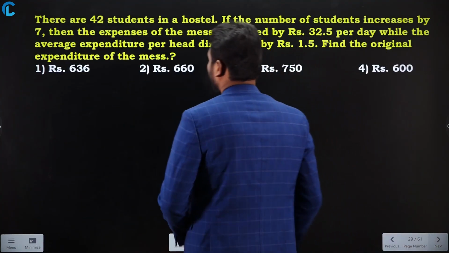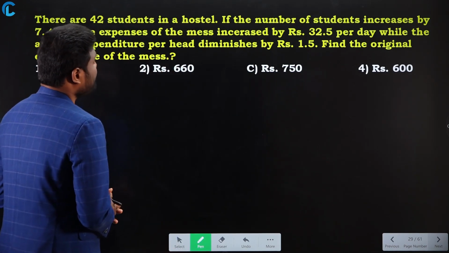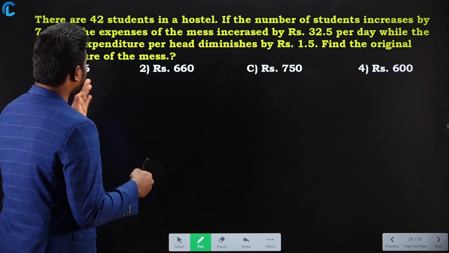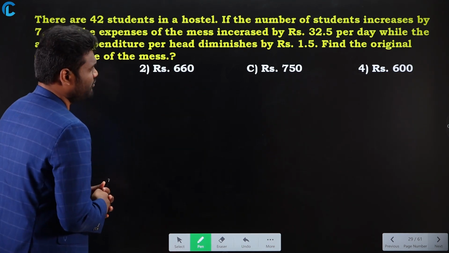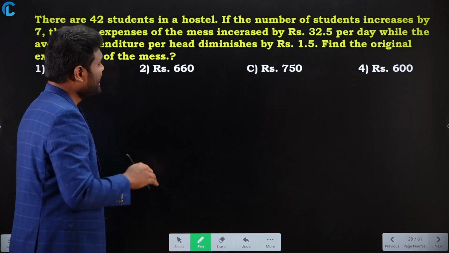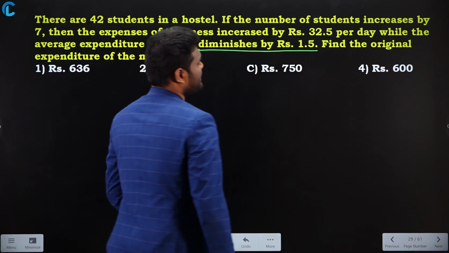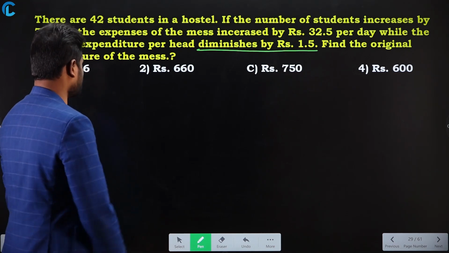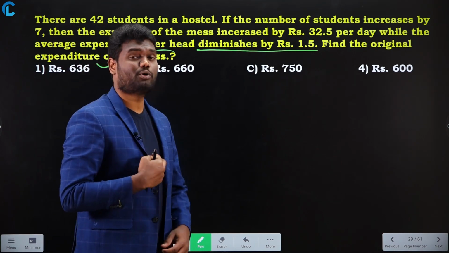Okay. Next question. There are 42 students in a hostel. If the number of students increased by 7, then the expenses of the mess increased by rupees 32.5 per day, while the average expenditure per day diminishes, meaning decreases, by rupees 1.5. Find the original expenditure of the mess. We need to find the original expenditure, not average.